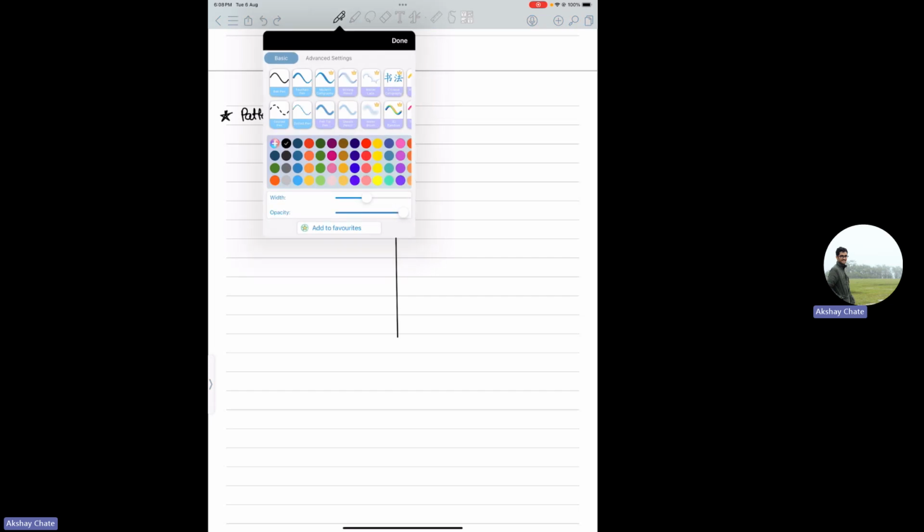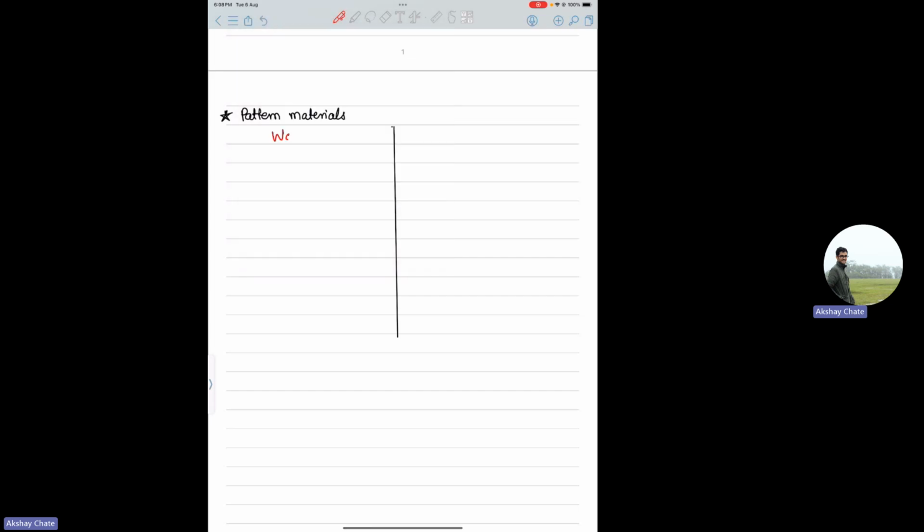Okay, so let's start with the pattern materials, and we'll discuss the important ones. We'll make a table here. The first category is the famous one, which is wood, and I'll use some other color for this. That will be better. So you have wood, which is very common, and then you have some metals which are also considered a good choice in some cases for pattern making. We'll list down some positive things about wood as a pattern material.